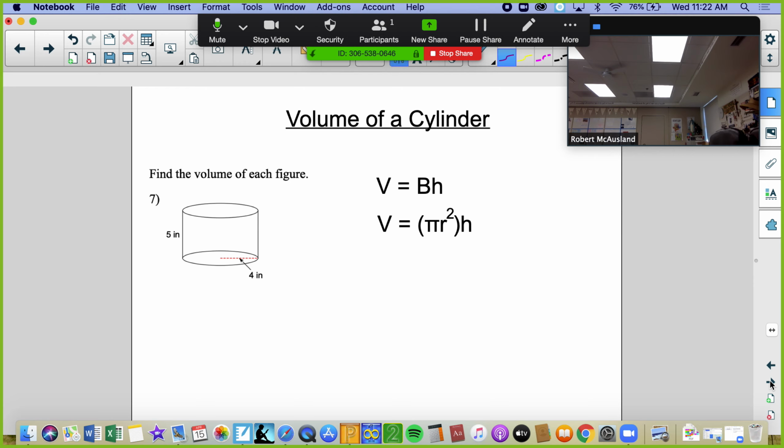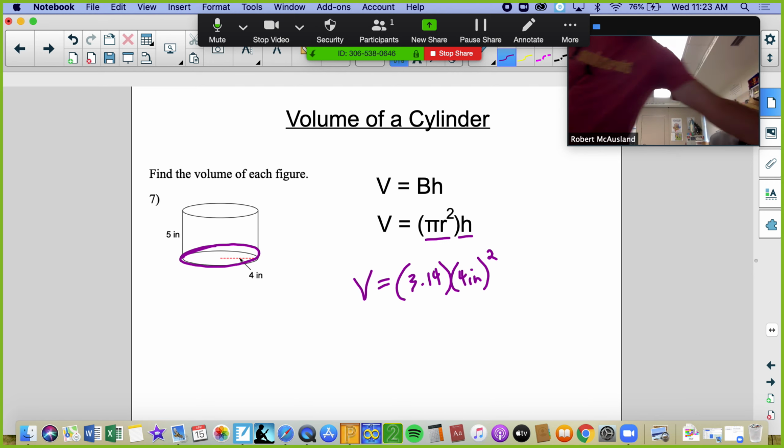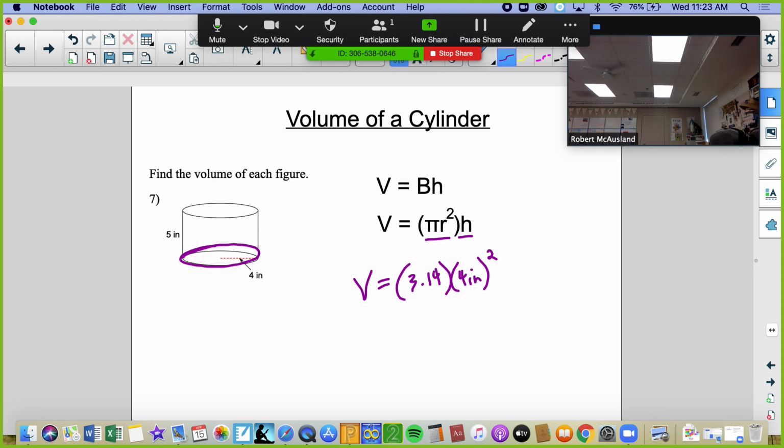Now let's try a cylinder. So our base shape in a cylinder is a circle. To find the area of a circle, we use the formula pi r squared, and then we're going to multiply it by the height of the object. Volume equals pi, we're going to use 3.14, times the radius, which is 4 inches, squared. Let me get my calculator real quick. And then we're going to multiply it by the height of the object, which is 5 inches.